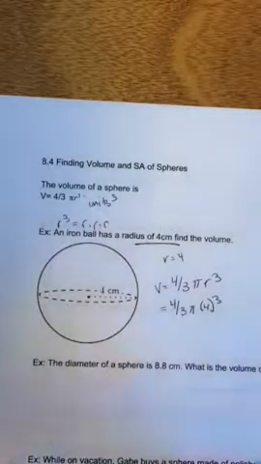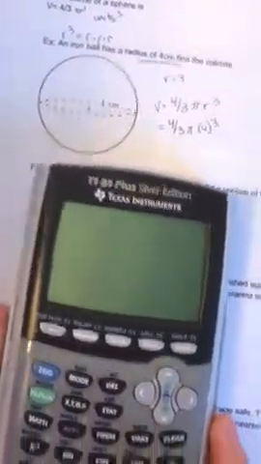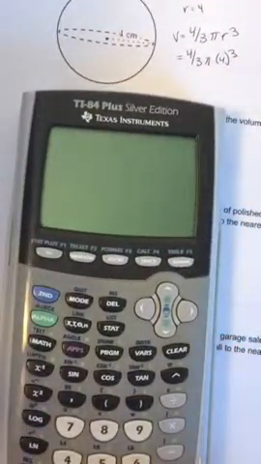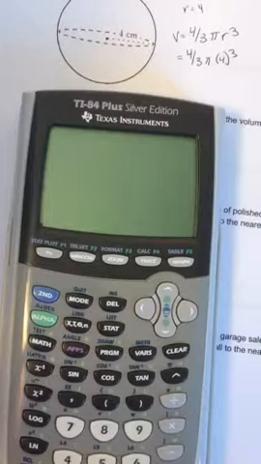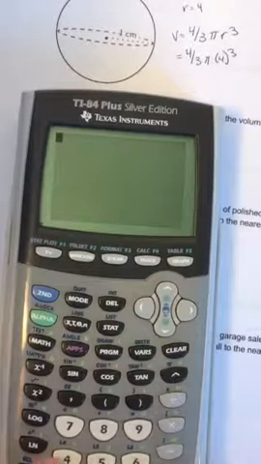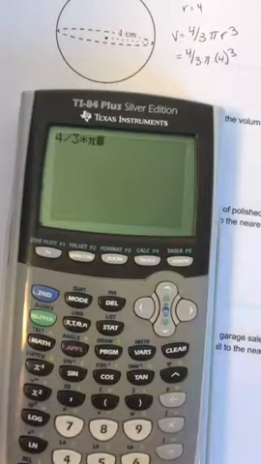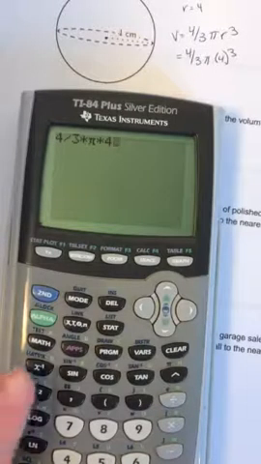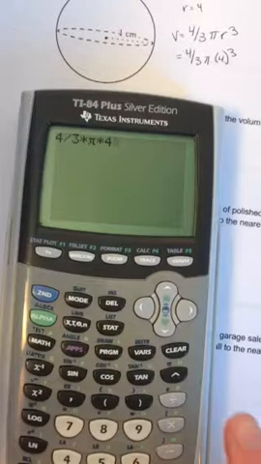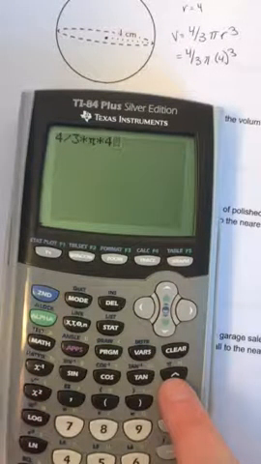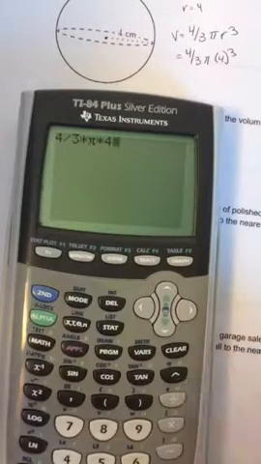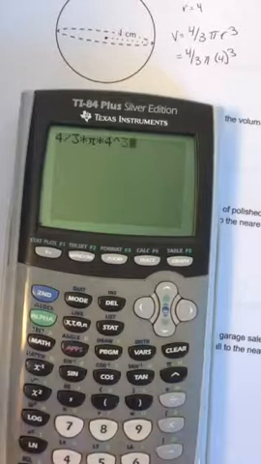Okay, now calculator time, so pay attention. Remember, 4/3, I'm just going to do 4 divided by 3. Oops, I better turn the calculator on first. 4 divided by 3 times pi. Now if you want to use 3.14, that's fine. Times 4. Now usually you guys have been using the square button, but you need to find the caret key. See this caret key? It's just a little arrow. You want to push the arrow and then the 3.